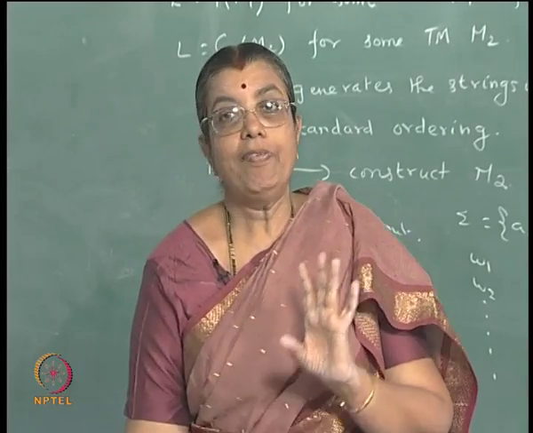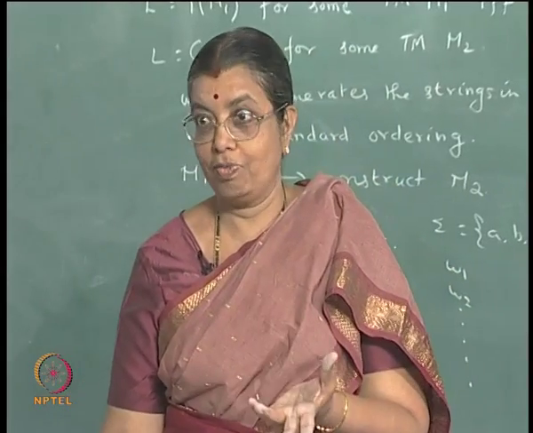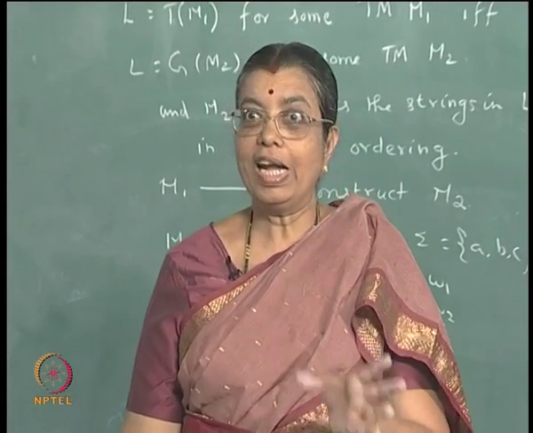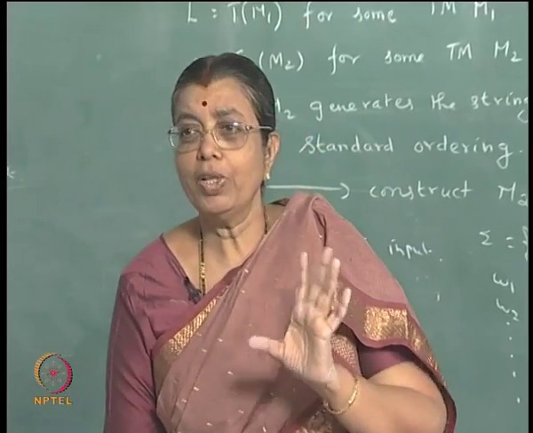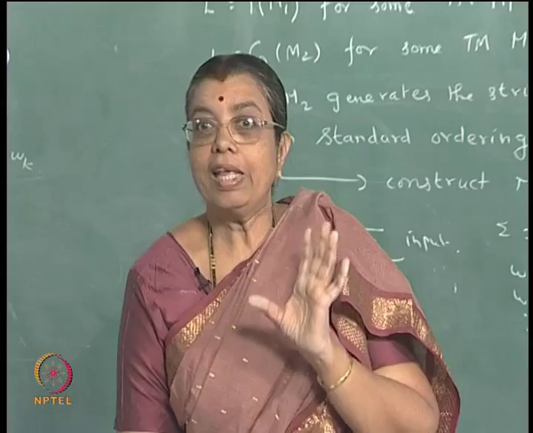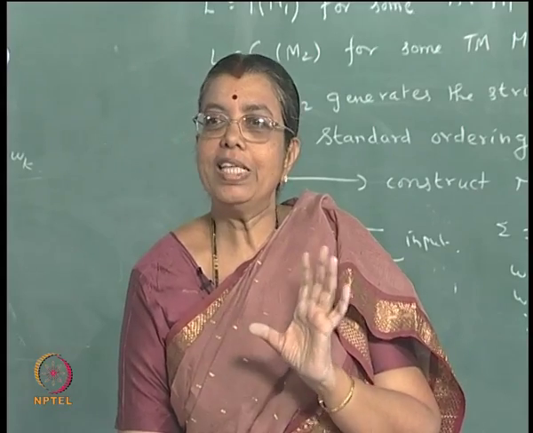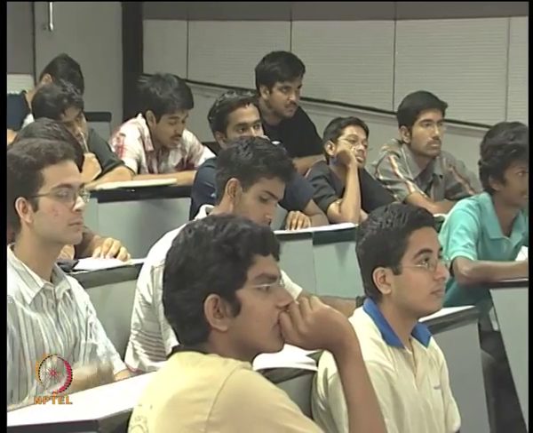But given M2, whether G of M2 is finite or infinite, we do not know. If it is infinite, we will be able to construct a Turing machine. If it is finite, we know that a machine exists, but we cannot say which one. And given M2, whether G of M2 is finite or infinite is an undecidable problem.